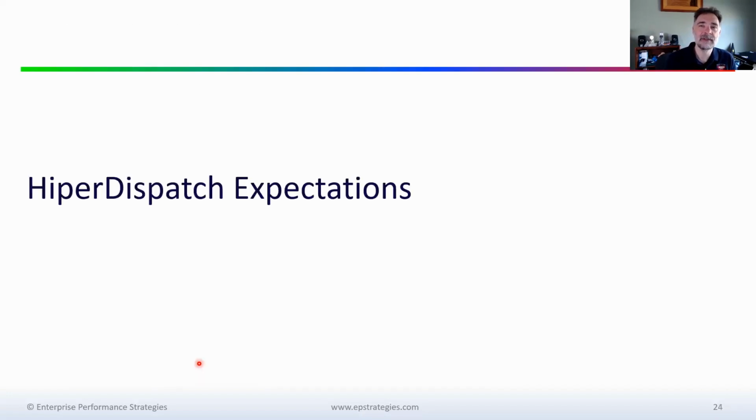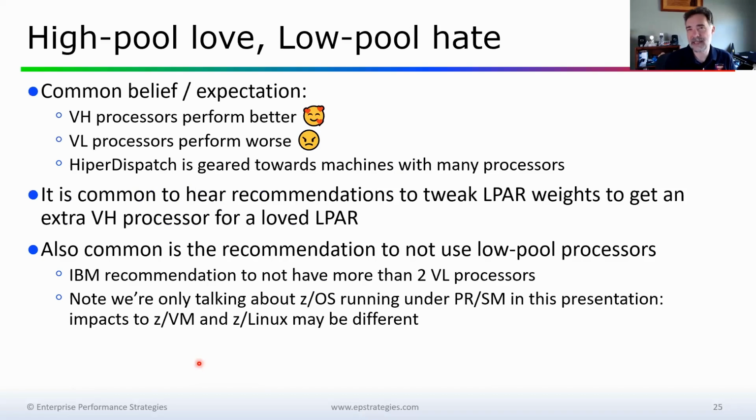Alrighty, now there are a number of HiperDispatch expectations out there. The common belief and expectation is that vertical high processors perform better. After all, they're quasi-dedicated to the LPAR. We expect them to perform better for the LPAR that is enjoying those. And vertical low processors will perform worse because after all, that's capacity that's not really needed. We park them and unpark them and all that sort of stuff. They're shared with other LPARs, so surely those are going to perform worse.